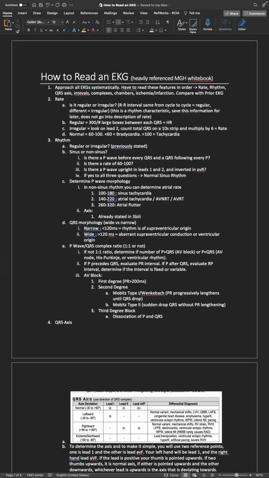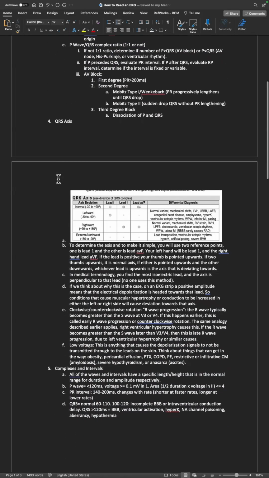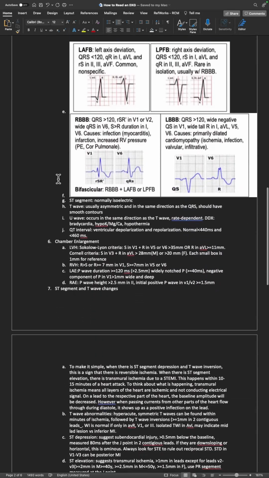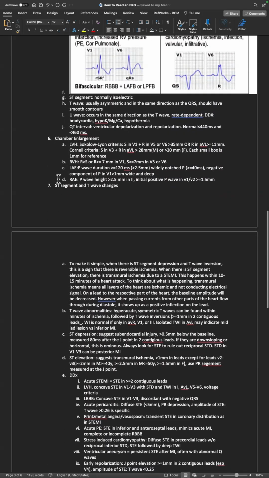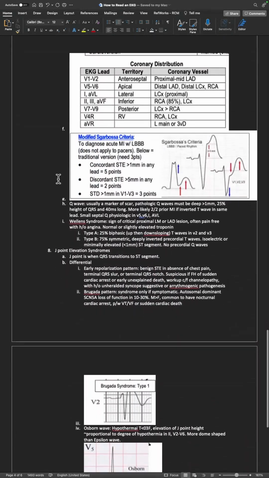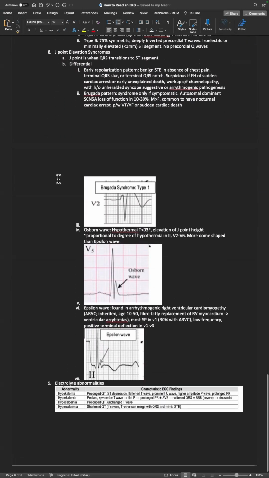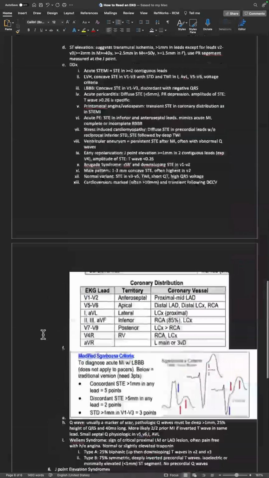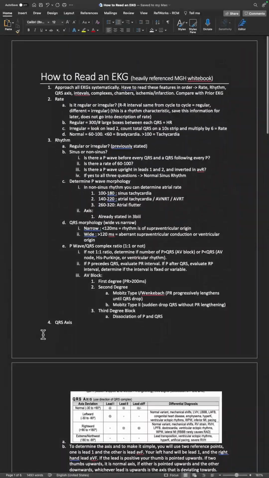So if you were to present the patient on an EKG, first you talk about the rate, the rhythm, then the QRS, any changes to the complexes and intervals, then the chamber enlargement, then ST segment and T wave changes, and then J point elevation syndromes and electrolyte abnormalities. You don't have to report everything, but whatever's significant in those criteria, you definitely present.